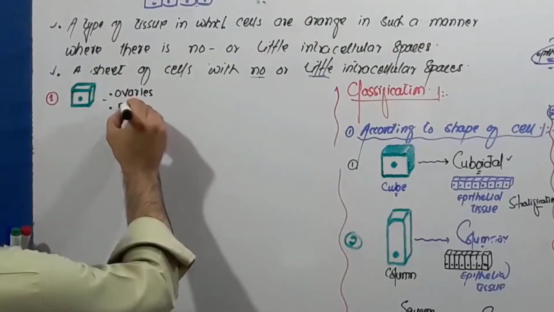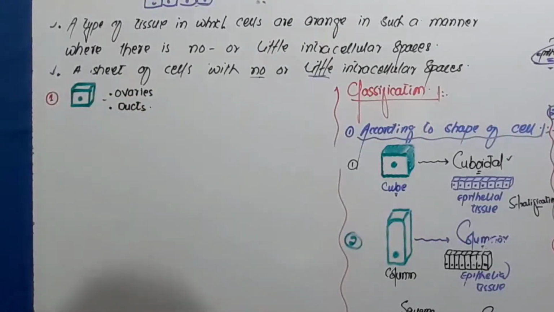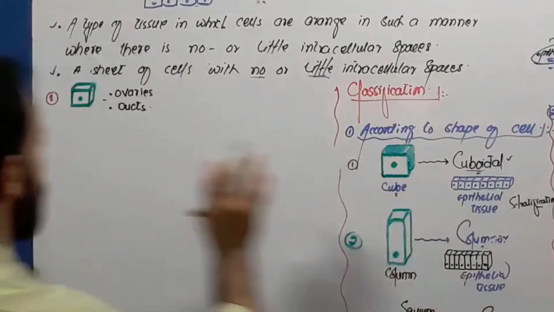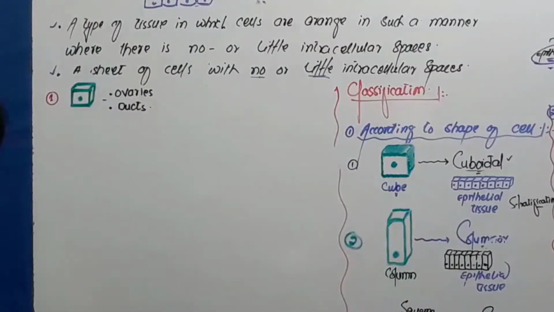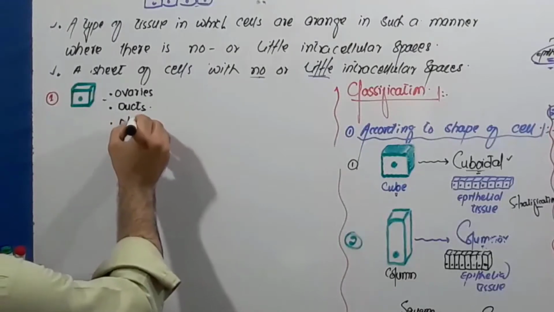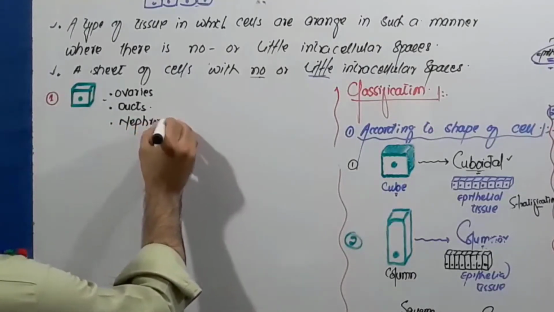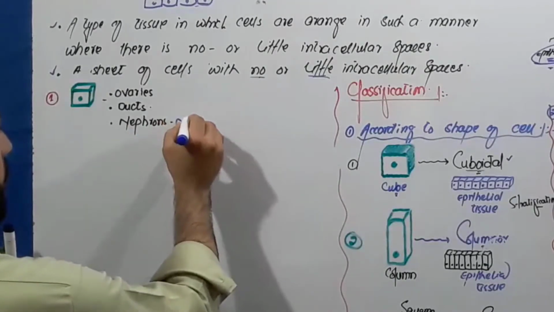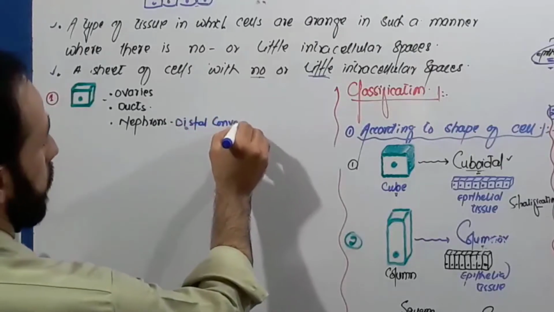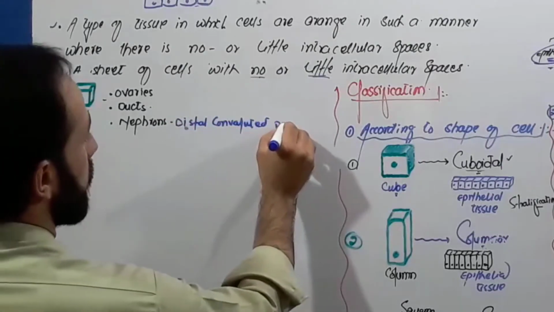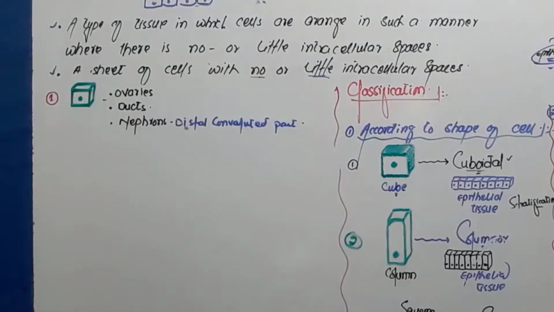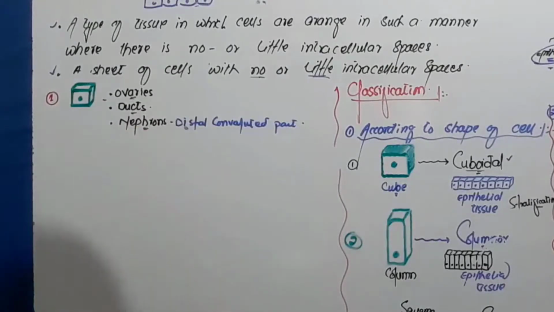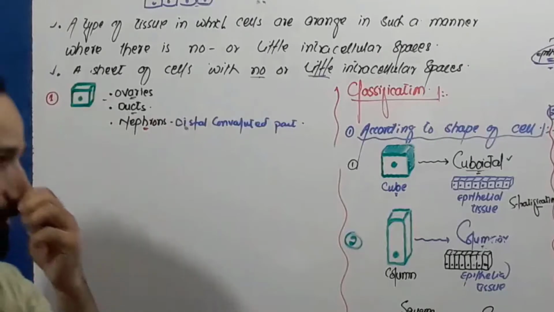Then they are present in the ducts of the glands, right? Just remember that the cuboidal epithelial tissues are present in the ovaries, they are present in the ducts, and they are present in the nephrons also, right? And very importantly, they are present in the distal convoluted part of the nephron, right? So they are present in the ovaries of the female, in the ducts of the glands, and then in the nephrons in the distal convoluted tubule.